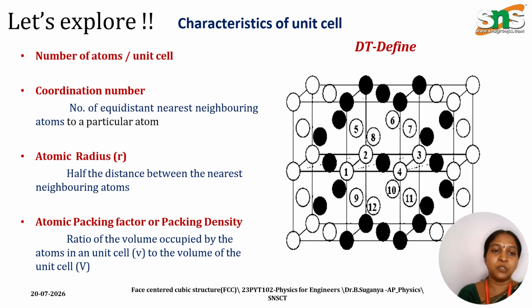Characteristics of a unit cell. Four major parameters: number of atoms per unit cell, coordination number, atomic radius, and atomic packing factor. How many atoms are present in one unit cell is called number of atoms per unit cell. Coordination number is the number of equidistant nearest neighboring atoms to a particular atom. Atomic radius is half the distance between nearest neighboring atoms. Atomic packing factor or packing density is the ratio of the volume occupied by the atoms in the unit cell to the volume of the unit cell.